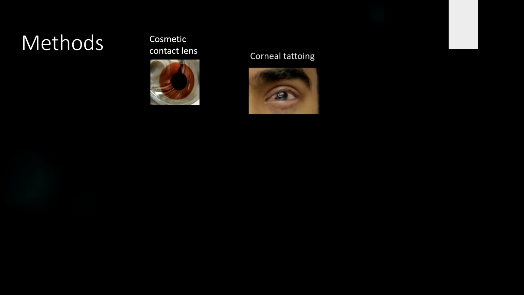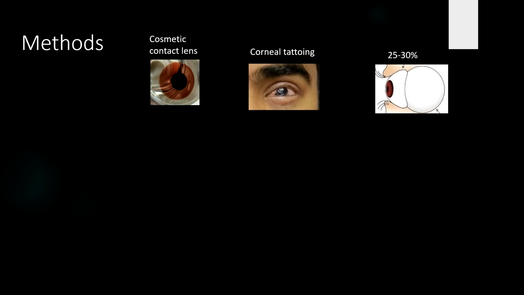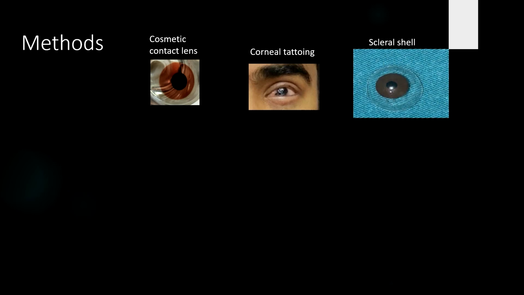Methods include cosmetic contact lenses. Cosmetic contact lenses type B and corneal tattooing can be considered in patients with corneal opacity, especially when anophthalmos is less than 2 mm. Ocular prosthesis is used in patients with a phthisical eye or after enucleation or evisceration. It replaces 25 to 30% of the orbital volume.